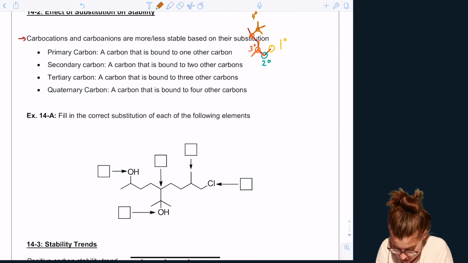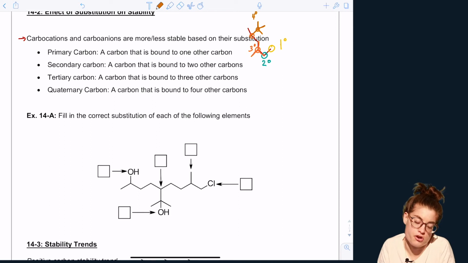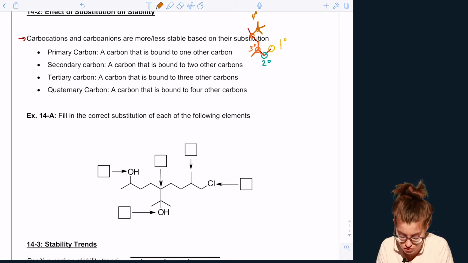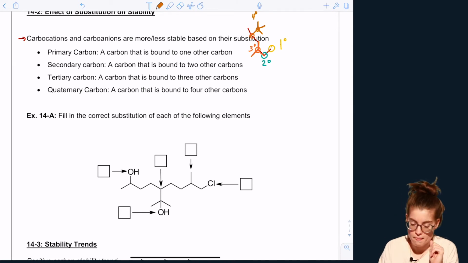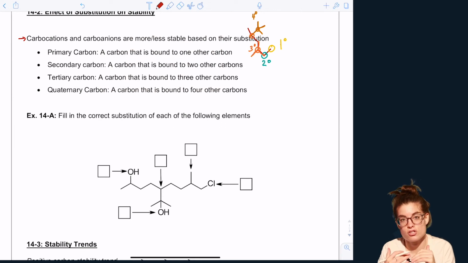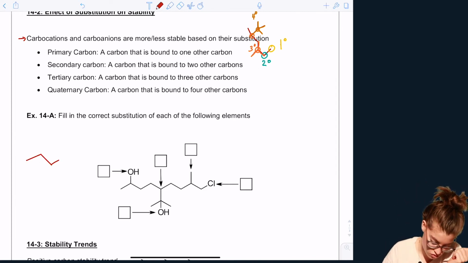So fill in the correct substitution of each of the following elements. Okay, so what they mean by substitution is, is this primary, secondary, tertiary, or quaternary, right? Now, when you are talking about a carbon, you say, oh, this is secondary because this carbon is bonded to 2 other carbons. But when it comes to hydrogens, halogens, and hydroxy groups and all of those things, let's focus on hydrogens and halogens. How many bonds does a hydrogen make? 1. How many bonds do halogens usually make? 1. So if we use the same definition for hydrogens and halogens that we use for carbons, we would always get the same answer. So what do I mean? So let me draw an example here.